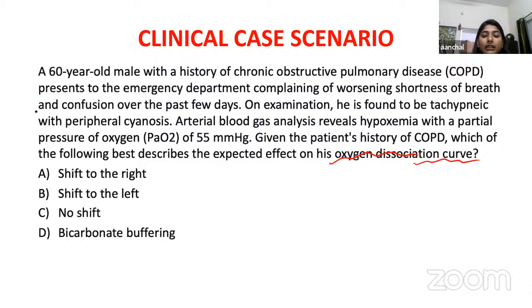Okay, now again, a clinical case scenario we're going to discuss. Given the patient's history of COPD, which of the following best describes the expected effect on his oxygen dissociation curve? The answer will be shift to left.